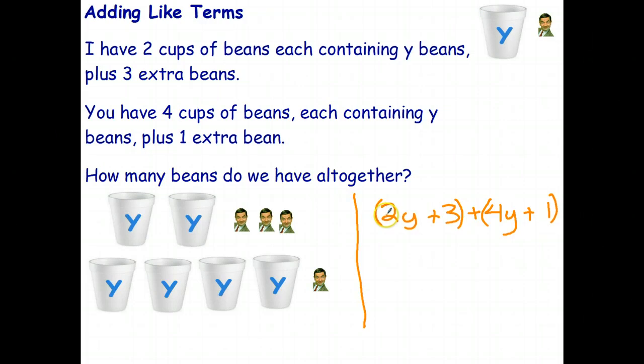And to work out the total number of beans, 2y plus 4y adds to 6y. 3 plus 1 is 4. So the final answer is we have 6 cups of beans, which is 6y beans plus 4 additional beans. And once again, we can't write it any simpler than that. So notice the shortcut for this: 2y plus 4y is 6y. We just add the coefficients. And then we have the extra beans called the constants. 3 plus 1 is 4. And that is the simplest way we can write the answer.